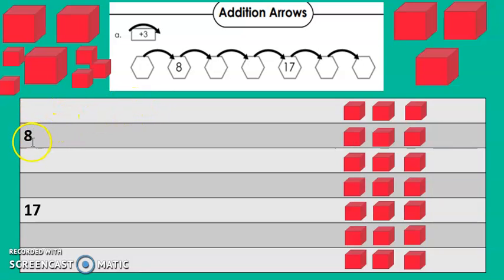Now look, 8 is right here. You're going to have to count 1, 2, 3. You're going to have to put here 8 plus 3 equals, then you're going to count. You're going to say 8, 9, 10, 11. So your answer here should be 11, and 11 is going to be inserted in here. Remember, rewind the video if you forget how to do this.